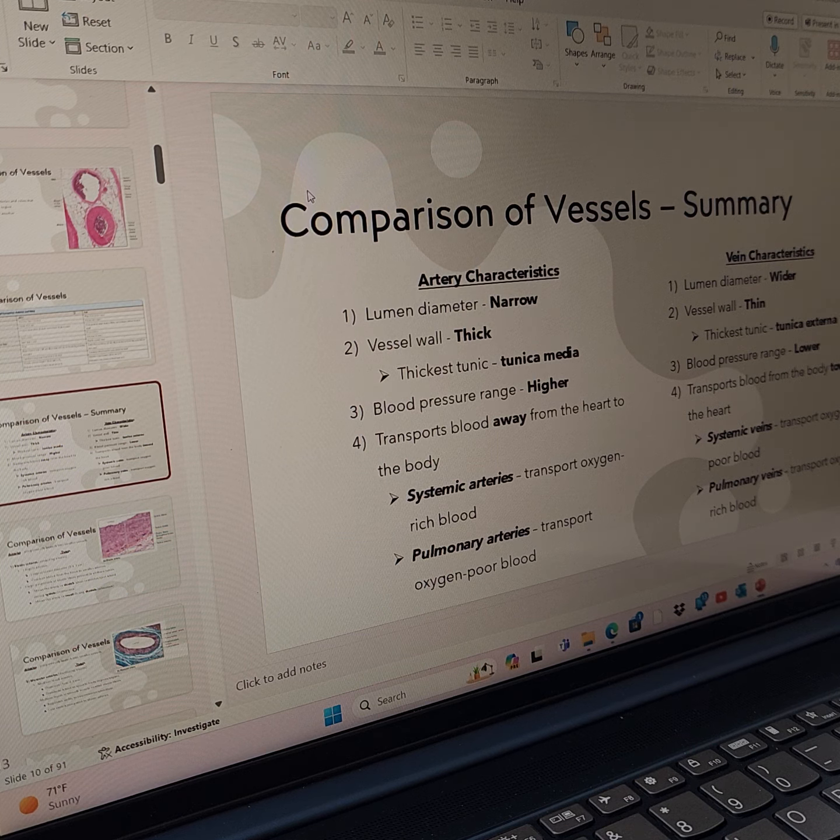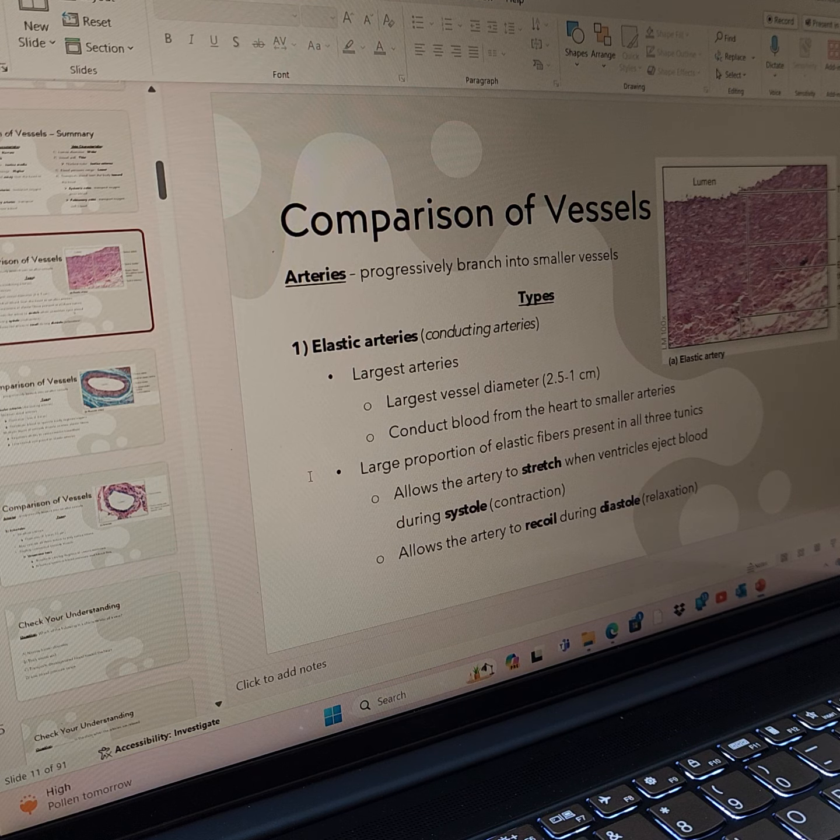Veins transport blood from the body toward the heart. Systemic veins transport oxygen-poor blood. Pulmonary veins transport oxygen-rich blood. Elastic arteries are the largest. They conduct blood from the heart to the smaller arteries.